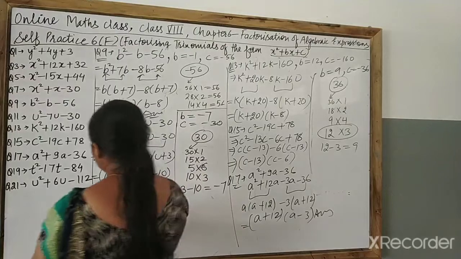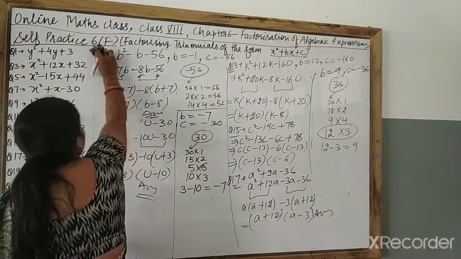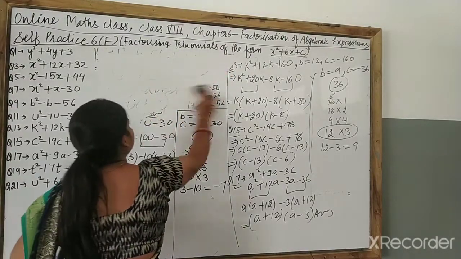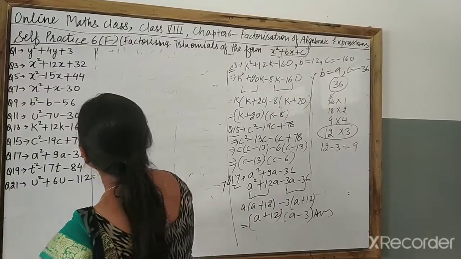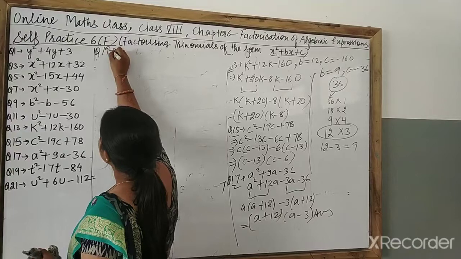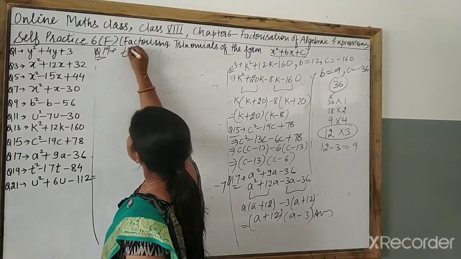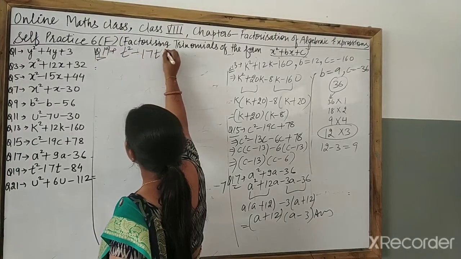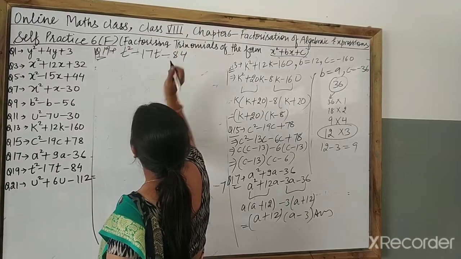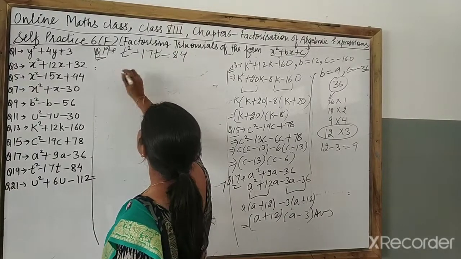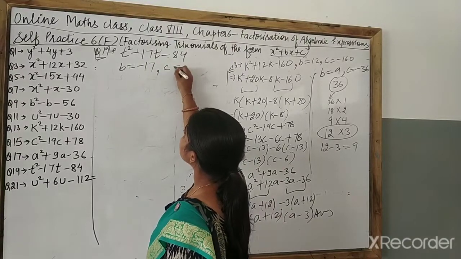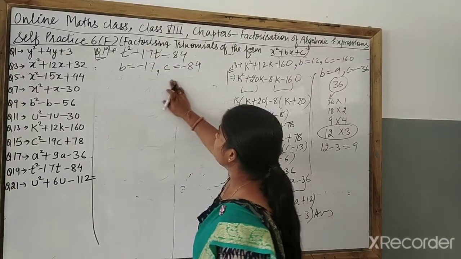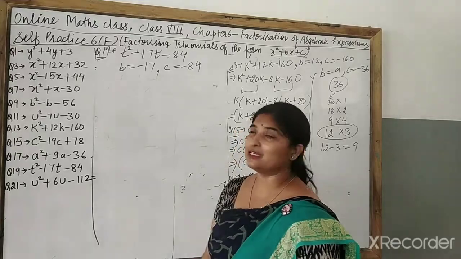Similarly, we will see question number 19 and 21. Okay. Only two questions are left that we will see. Okay. See what is there in the question. Compare it with the b and c. Okay. t square minus 17t minus 84. Again, what is my b? What is my c? So my b is minus 17. Now I think you are getting it, how b and c can be found in the question. And c is minus 84.